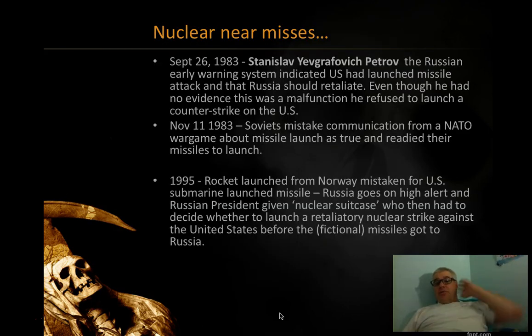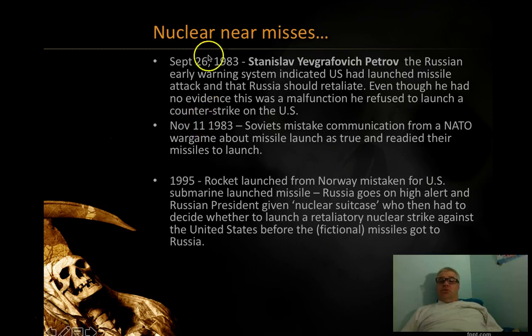In 1983, there was a guy named Petrov who was a Russian radar person, and the Russian early warning system indicated that the U.S. had launched a large missile attack and that Russia should retaliate. And even though he didn't have any evidence that it was a malfunction, he just, on moral grounds, refused to launch a counterstrike on the U.S. And then, of course, after the fact, it turned out that there was no U.S. strike. But that was a case where just one person basically decided not to launch nuclear weapons.